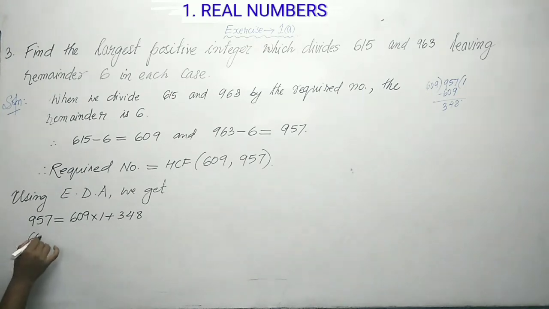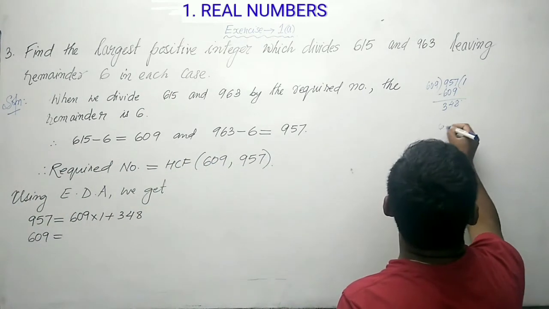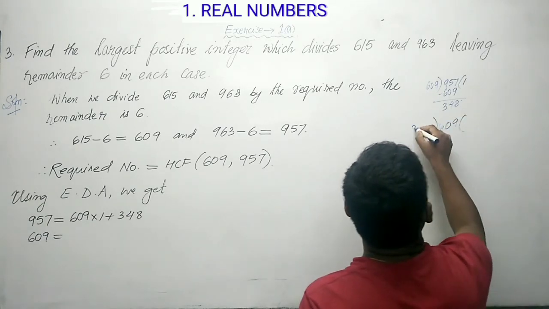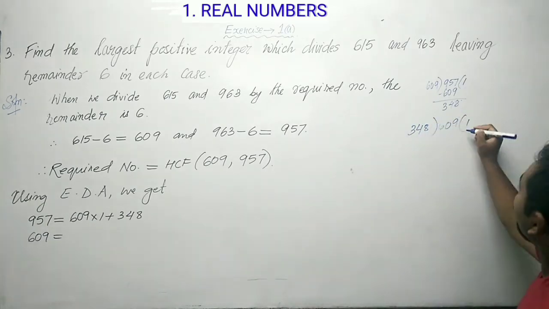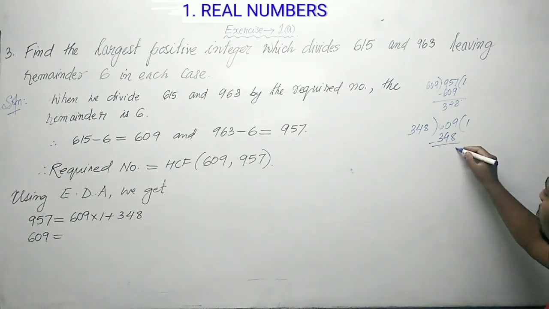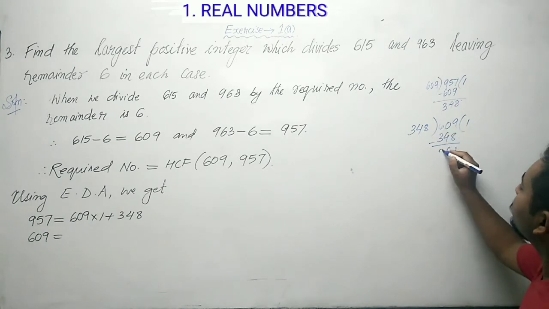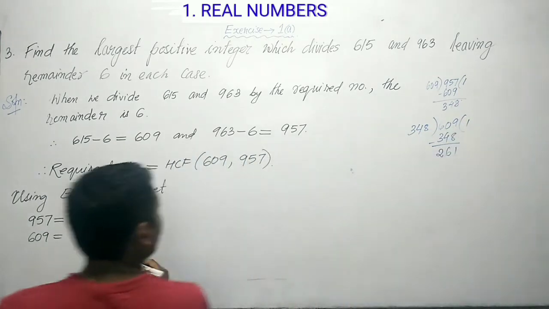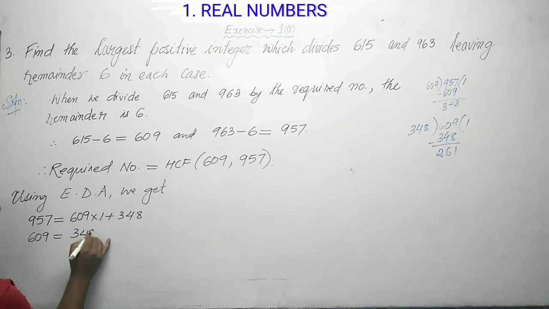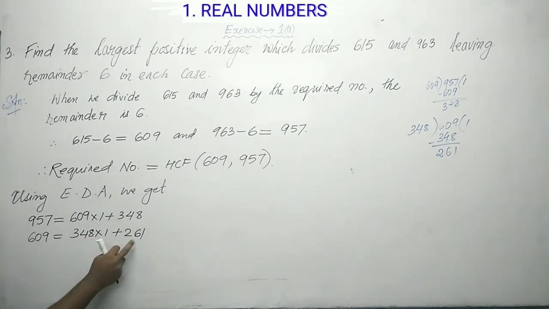Now divide 609 by 348. Let us divide 609 by 348. 348 ones are 348. 9 minus 8, 1. 10 minus 4, 6. 5 minus 3, 2. 261. You will get 348 into 1 plus 261. Again divide. The remainder is not 0.